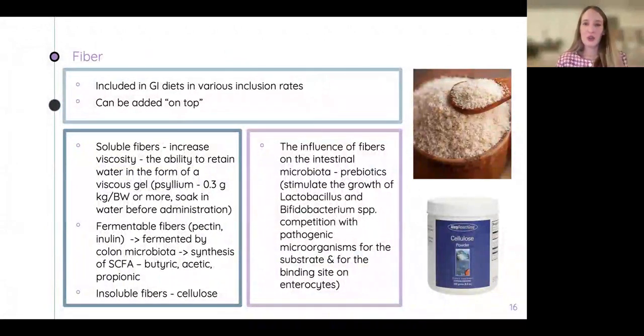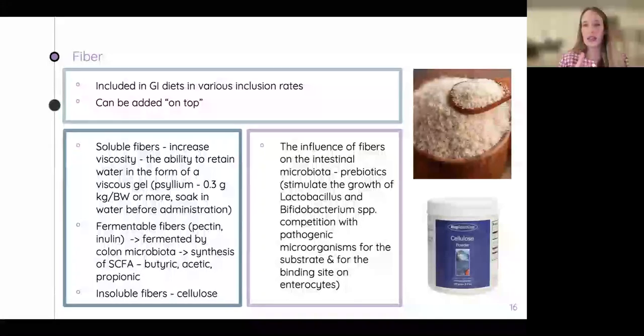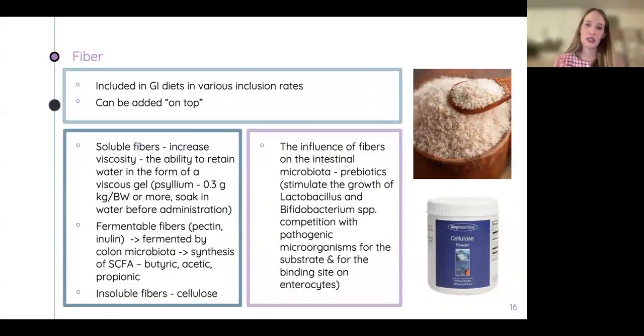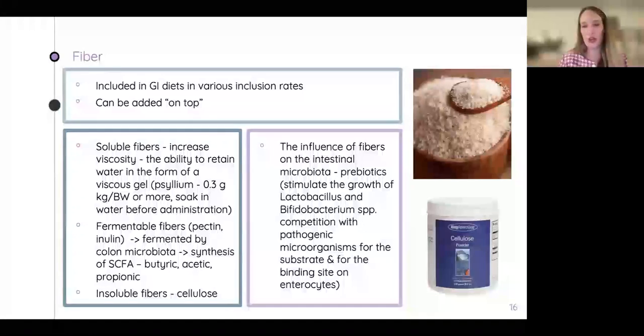moderately, of course. And what is the influence of fibers? So what I said, generally we are providing substrates for the beneficial microbiota. And then if they are more abundant, they would bind to the enterocytes, they would protect the gut barrier, and they would also serve as producers of those beneficial nutrients like short-chain fatty acids.